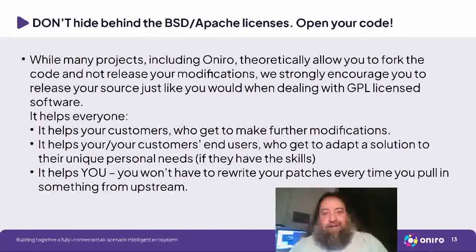Another important point, probably one you know about because you're attending FOSDEM, don't hide behind the BSD and Apache licenses. Open your code. While many projects, including Oniro, theoretically allow you to fork the code and not release your modifications, we strongly encourage you to release your source just like you would when dealing with GPL licensed software. It helps everyone. It helps your customers, who get to make further modifications if they want to. It helps you and your customers and users, who get to adapt the solution to their unique personal needs if they have the skills. And in the end, it also helps you. You won't have to rewrite your patches every time you pull in something from upstream.